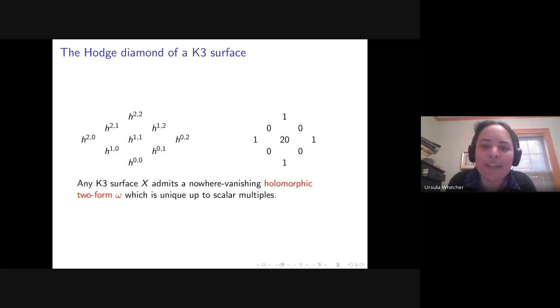Here's the Hodge diamond. All of the interesting pieces of the Hodge diamond of a K3 surface are concentrated in this middle dimensional piece, where the Hodge row goes 1 and then 20 and then 1. In particular, we've got a holomorphic 2-form, which is unique up to trivial scalar multiplication, that lives over in that H^{2,0} piece. And you can see from the Hodge diamond that we have this 20-dimensional piece where we might try to vary the holomorphic form.